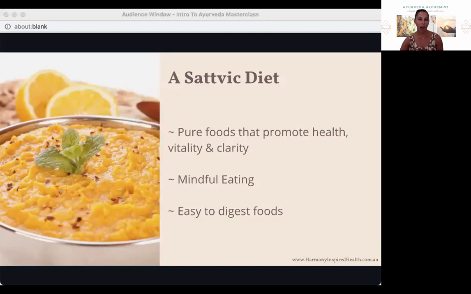Ayurveda recommends a sattvic diet made up of pure foods that promote health, vitality, and clarity. So mindful eating is a really important aspect. Like I said, you want to sit down, not be stimulated by everything else. You want to get into that rest and digest. You want to stimulate that parasympathetic state so that we can digest the food properly. I noticed a massive difference when I literally made an effort to have my lunch and that is it. Focus wholly on my food, not on my phone, not with a podcast going or anything else, just focus on my food. And a sattvic diet is also an easy to digest diet as well.